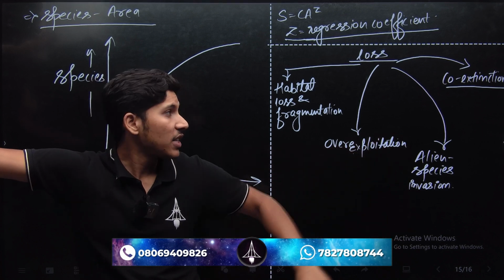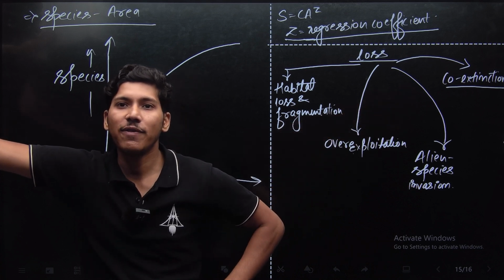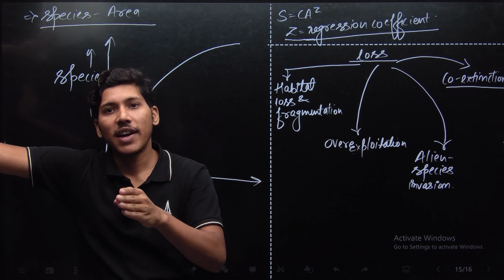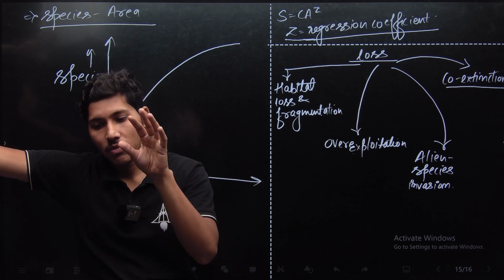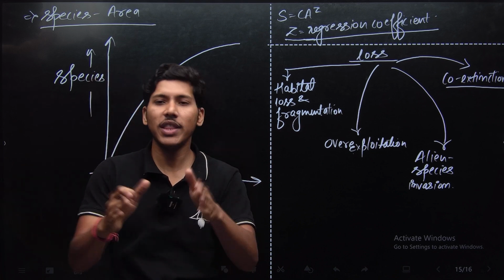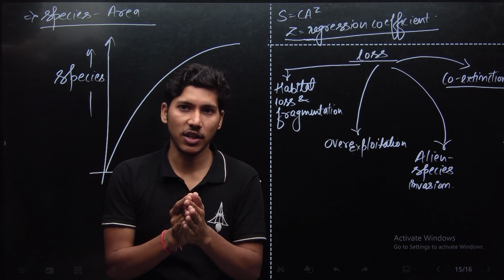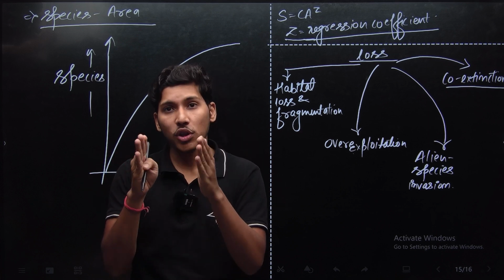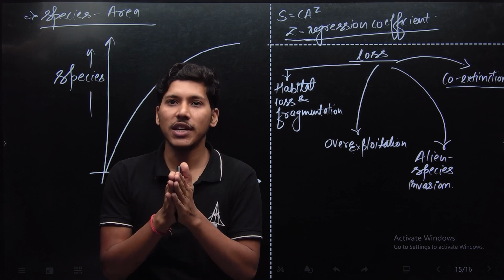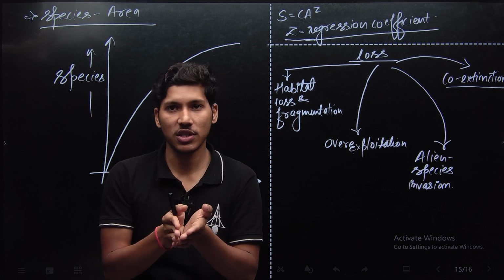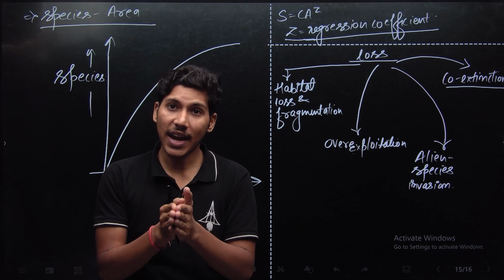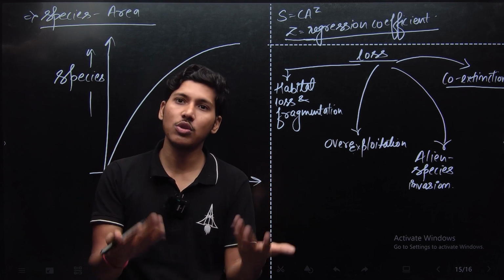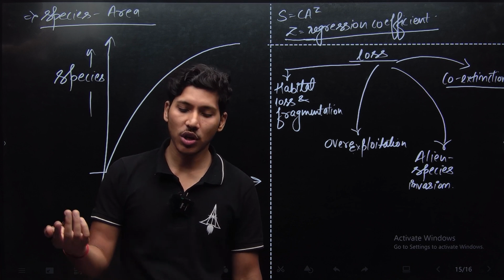And the fourth one is co-extinction. Let's say 2 individuals or 2 species are able to survive with each other, but they can't survive without each other. Both of them will survive only when they are present close to each other, or else they will not survive. Now, in that case, if one of the counterparts is gone, then the other will also go away. Because why will it go away?